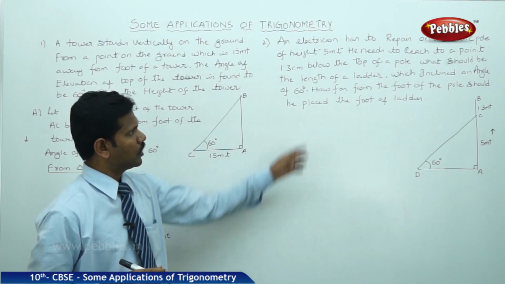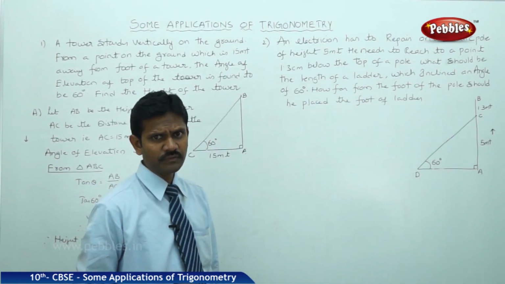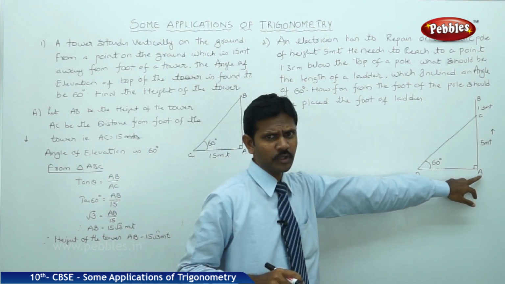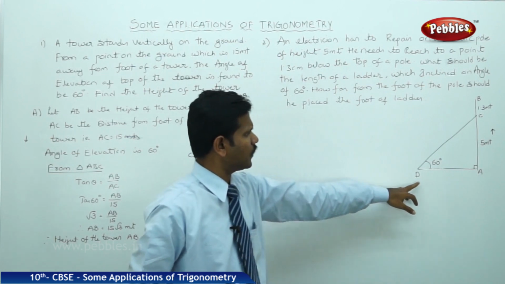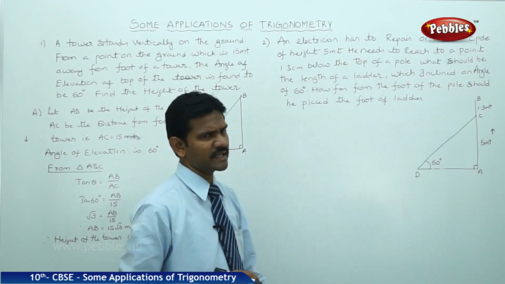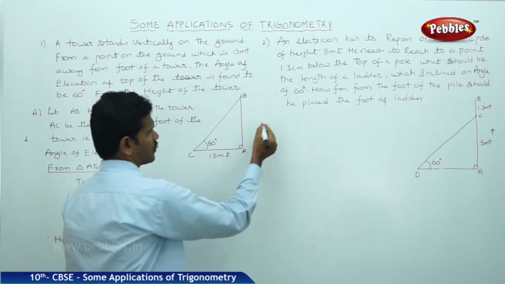Now how far from the foot of the pole? The foot of the pole is A. That is, from here, how far must the ladder be placed? It is a question for us. Now let us see.